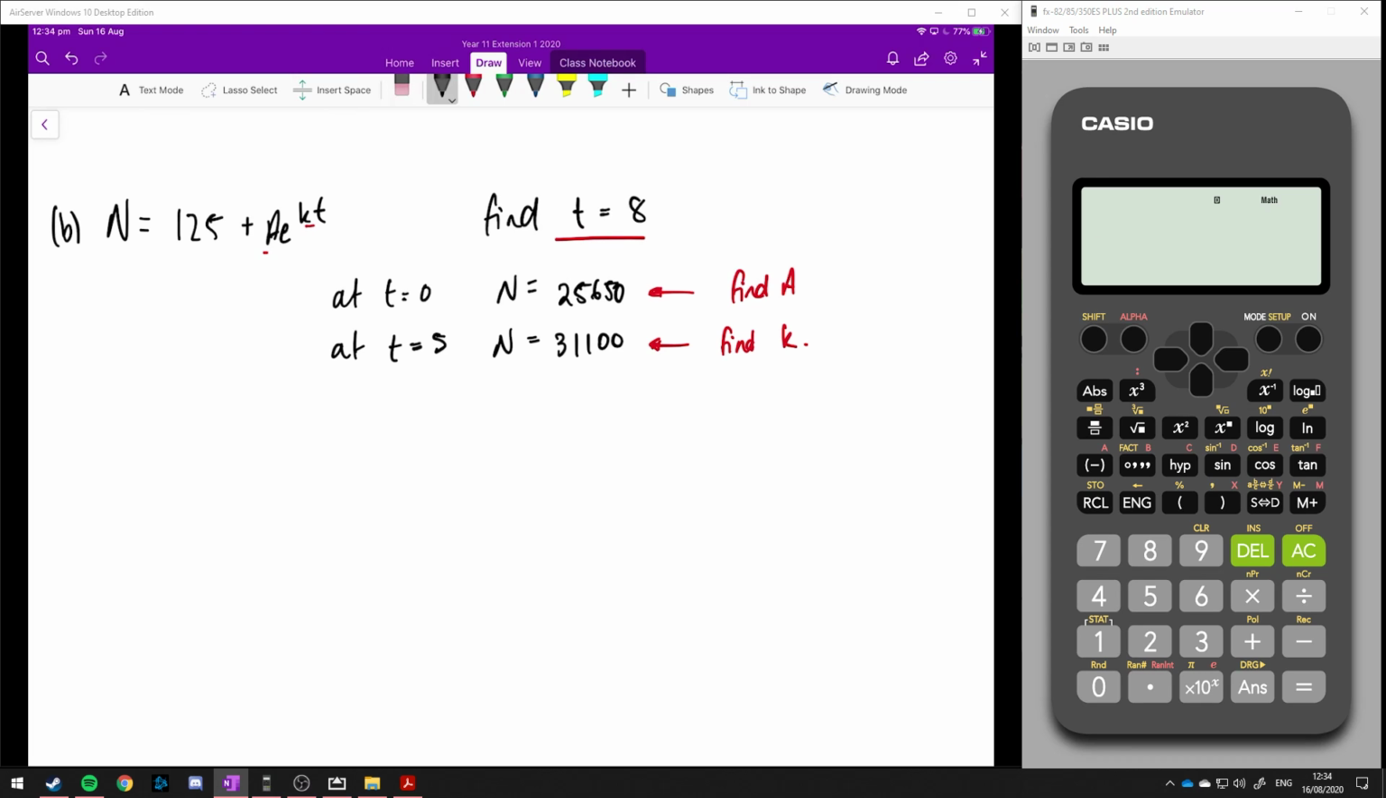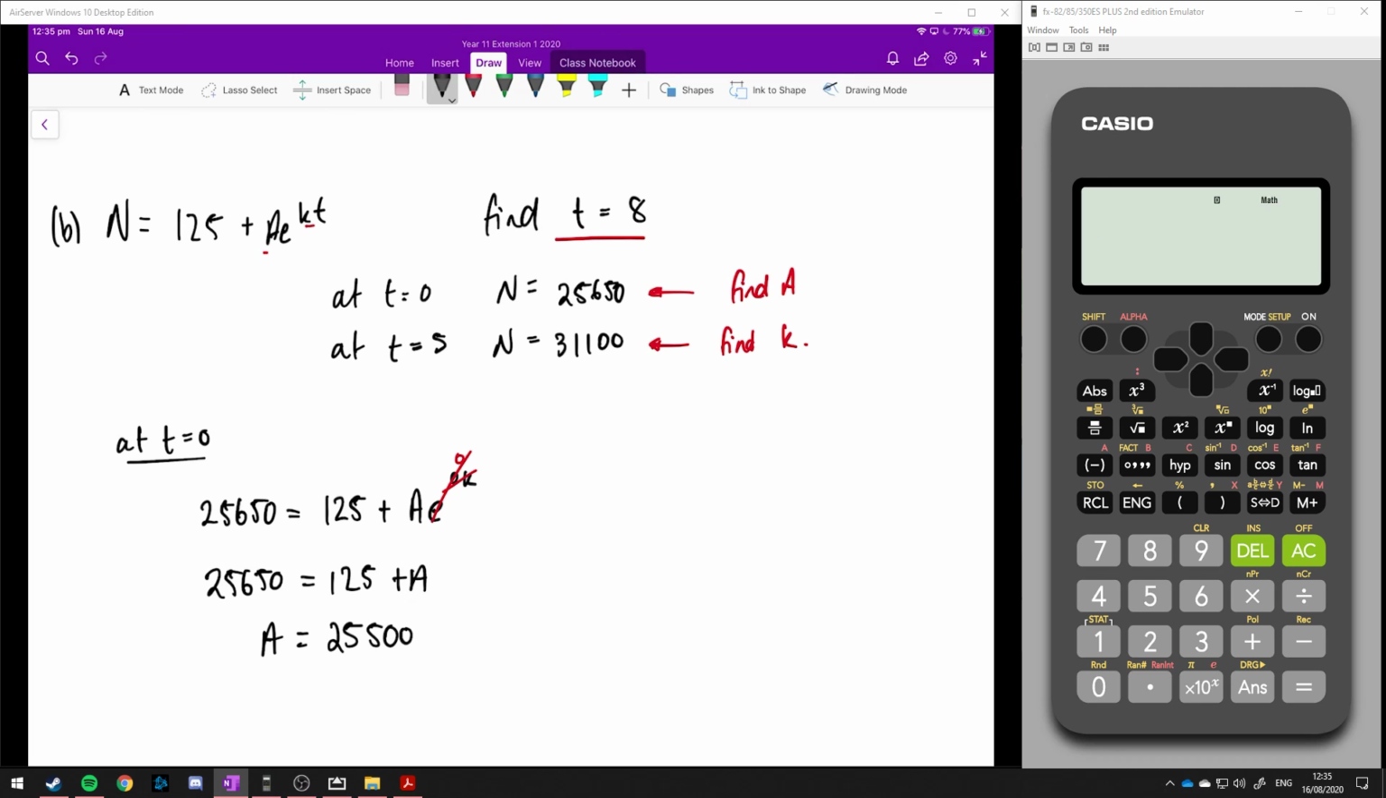At time 0, so at t equals 0, we've got 25,650 is equal to 125 plus Ae^(0k). The 0k is going to give us 0 up here, so e^0 is 1 and that's going to cancel that out. We're left with 25,650 is equal to 125 plus A. So A must be equal to 25,525 by subtracting 125 from both sides.